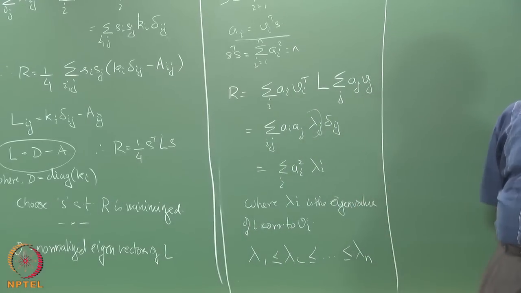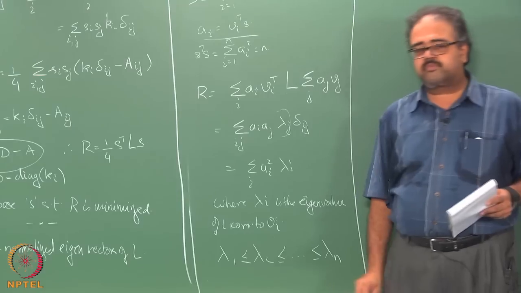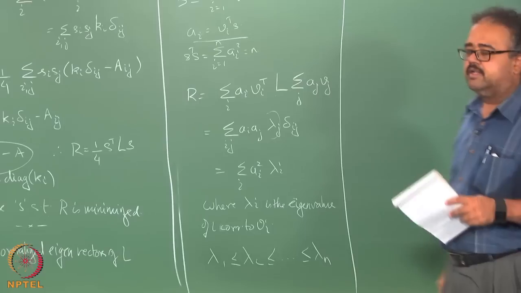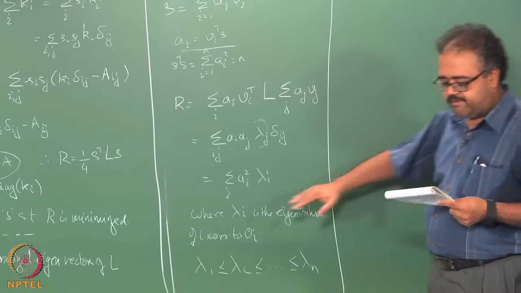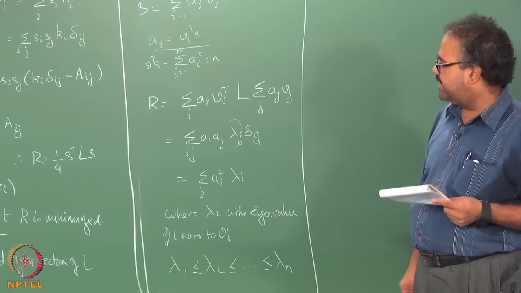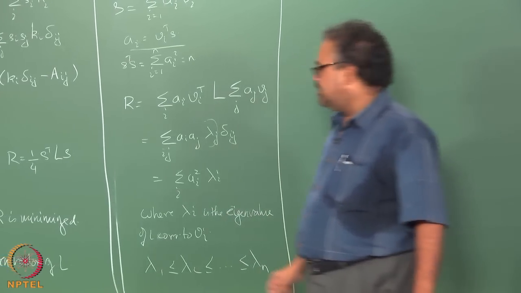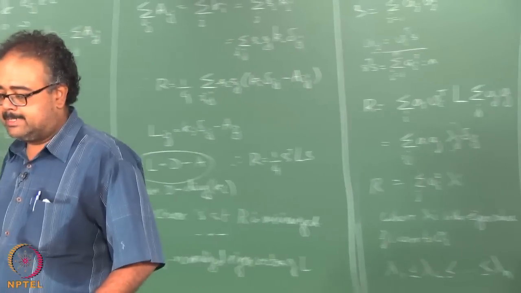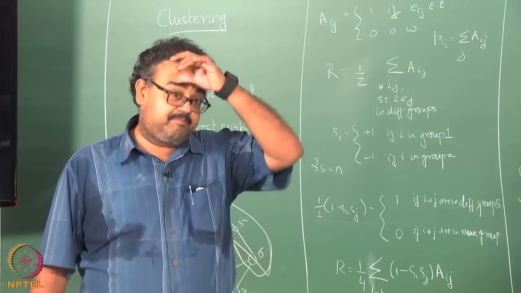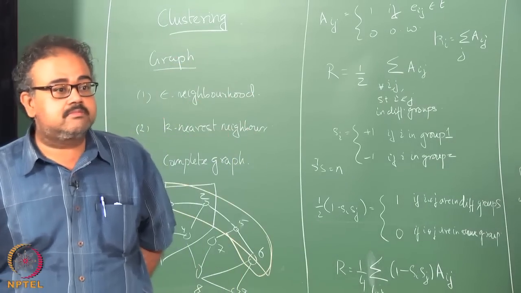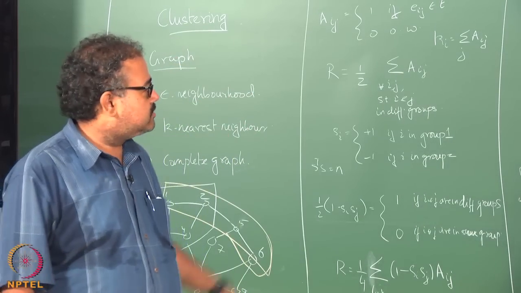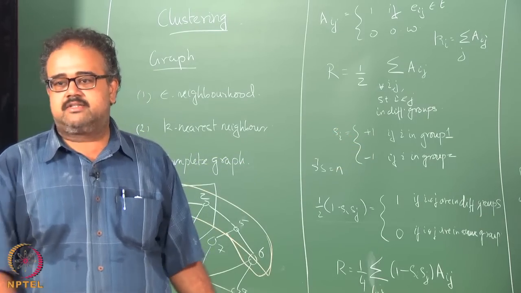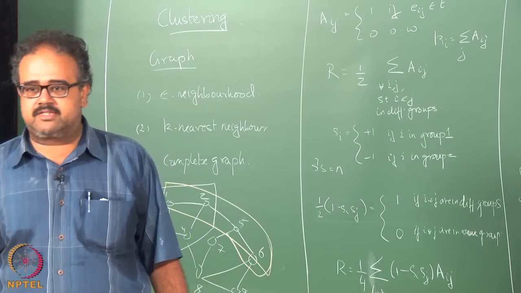So I am going to assume that the lambdas are indexed such that lambda 1 is the smallest eigenvalue, lambda 2 is the next highest, and so on and so forth, right. Okay. So now if I want to minimize this expression, all I really want to do is minimize my R. So what should I do? I should choose my A such that the maximum weight is placed on the smallest lambda, right. In fact I should place all the weight on the smallest lambda, right.